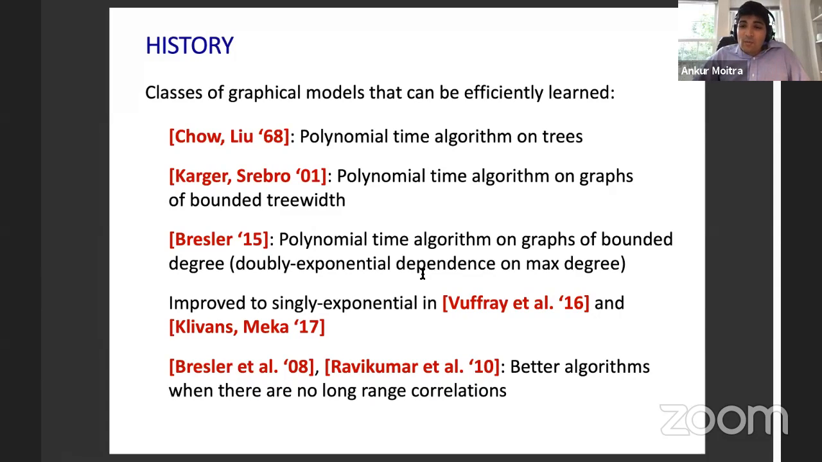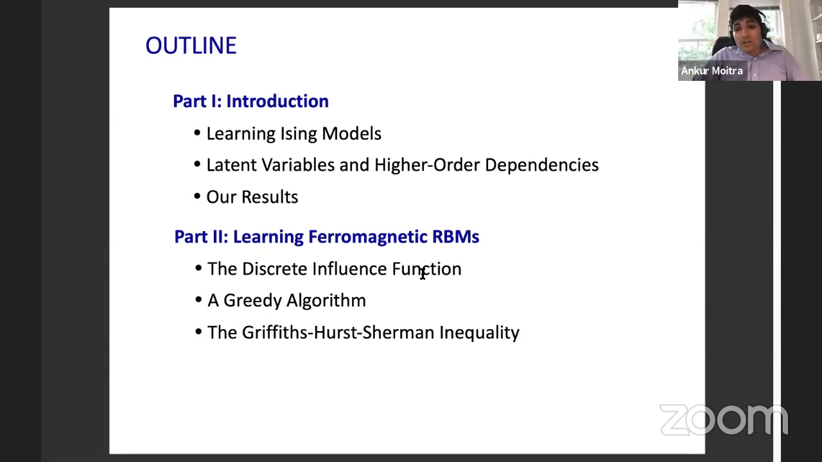And I should mention that there's this notion of having no long-range correlations, which I'm not going to define precisely, but what it means is that if you look at any node in this graphical model, there aren't nodes very far away from it that have large influence. So somehow your influence dies out, and that allows you to break up your graphical model into some constant size pieces and learn them separately. There's work of Bresler et al. and of Ravikumar et al. that give algorithms that work under a variety of conditions. But what they need in particular is that there are no long-range correlations. So this was all just background about what's known right now about learning graphical models.